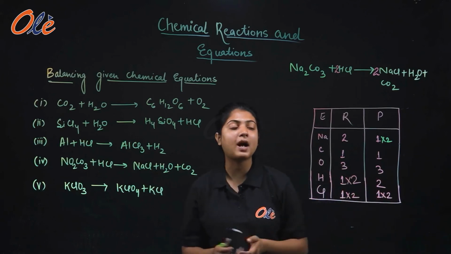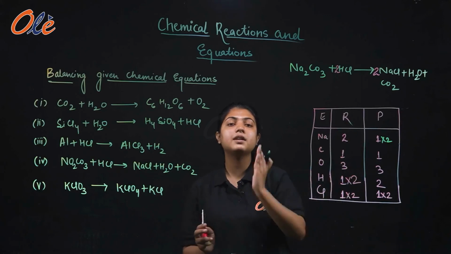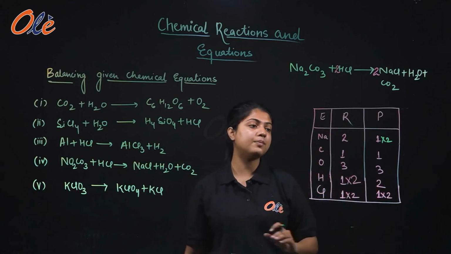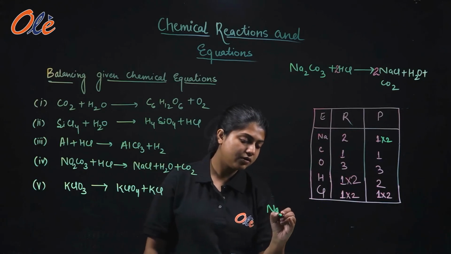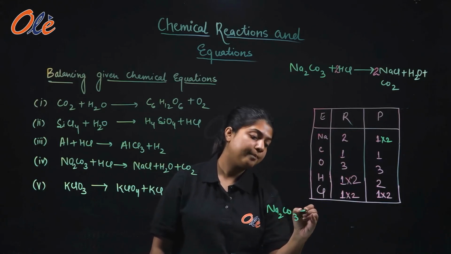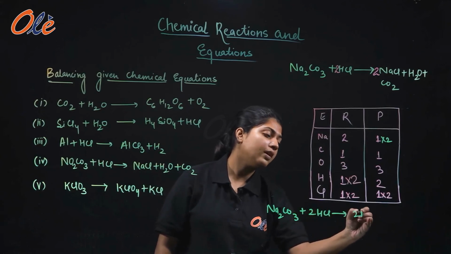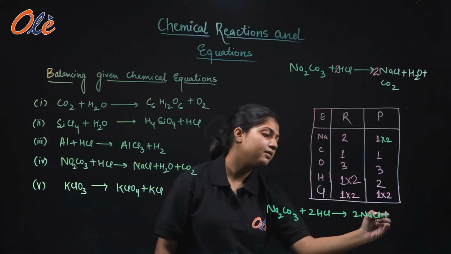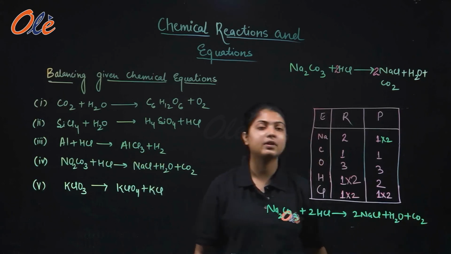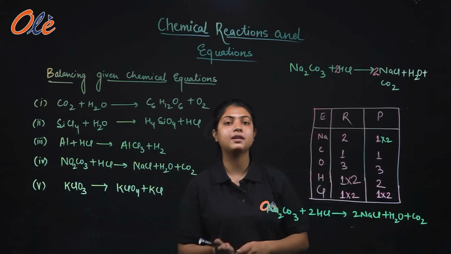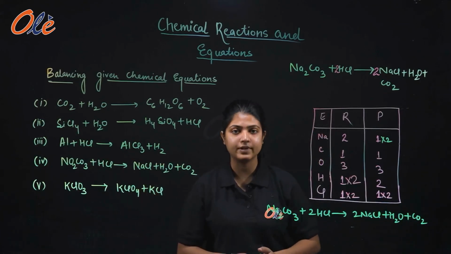Now this is balanced. That means the number of atoms on the reactant side is equal to the number of atoms on the product side. So your final balanced equation is Na2CO3 plus 2HCl gives out 2NaCl plus H2O plus CO2. Right? This is your final balanced equation. Now let us see the fifth equation of this question.